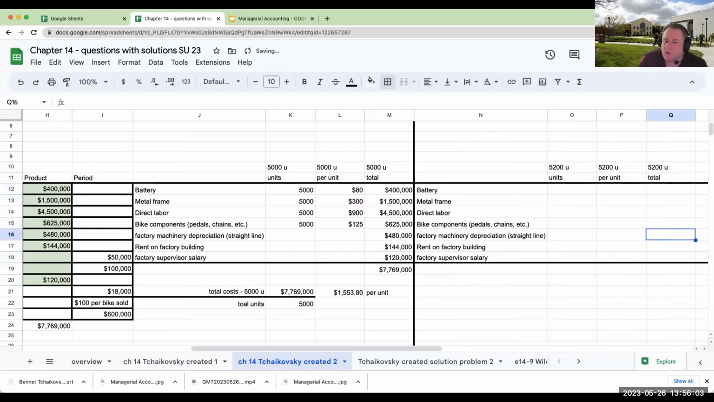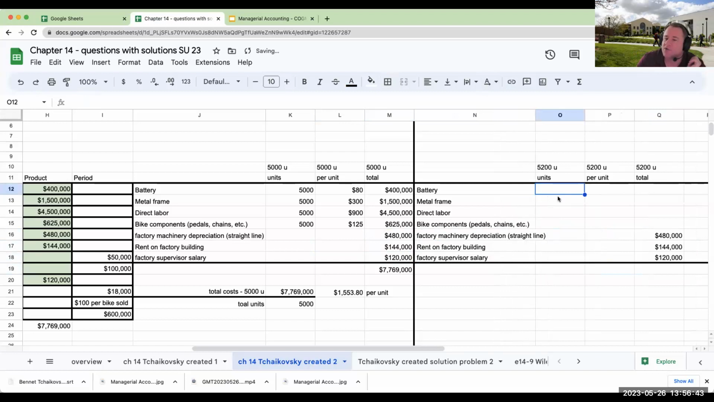let's look at the first thing. I want to focus on the fixed cost. Now, the factory equipment depreciation straight line, is that going to change? No, it's fixed. This is not going to change. The rent on the factory building, not going to change, 144. The factory supervisor's salary, 120,000, is not going to change. Why not? Because these are fixed costs, right? They do not change as we're going through and making more or less units. They're fixed, so that's all we're going to go through and do.